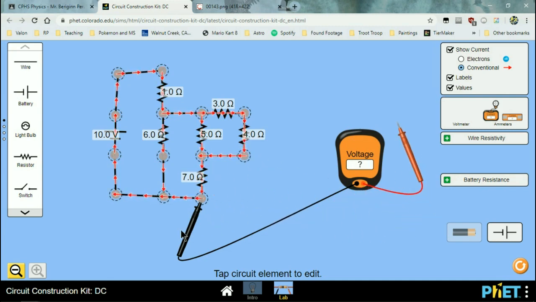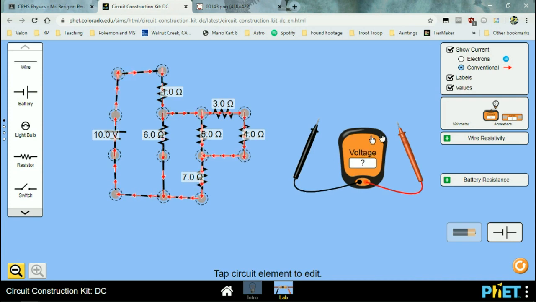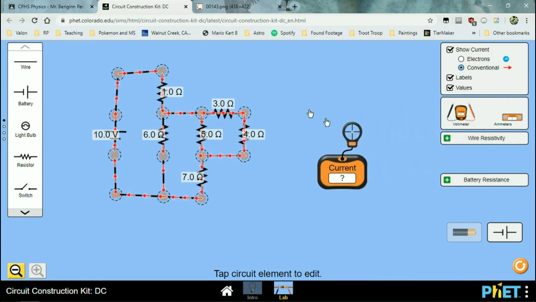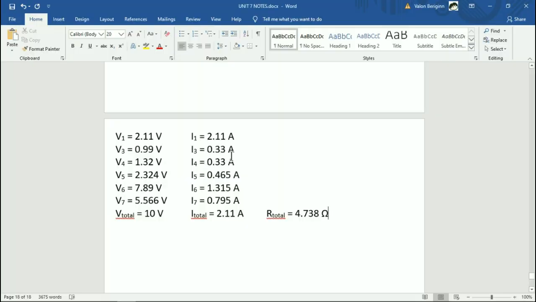I did those correct. And I mean, I used the currents to get to those, so my current should also be correct too. But let's just make double sure. This should be 2.11. Yep. This one is 0.33. Yep. This one also 0.33. Yep. That was the 0.46. Yeah.